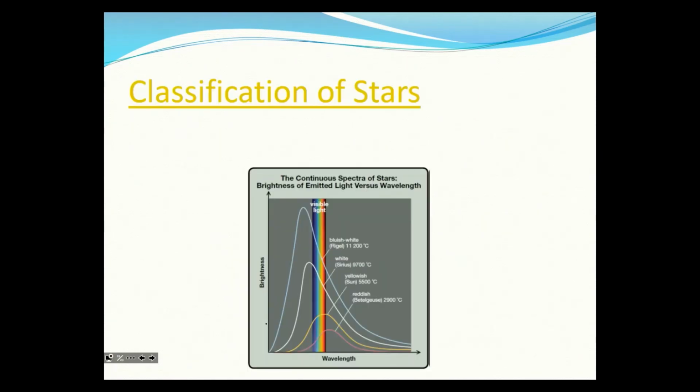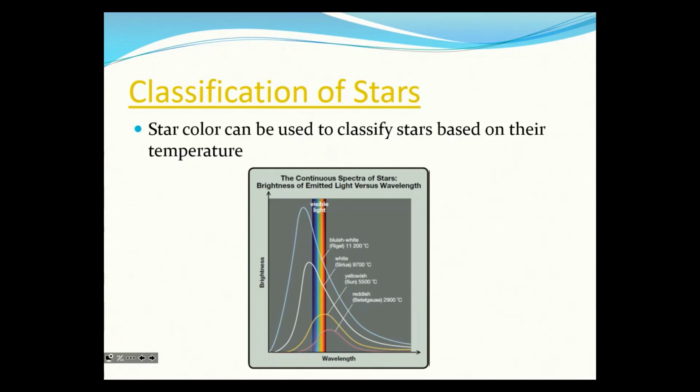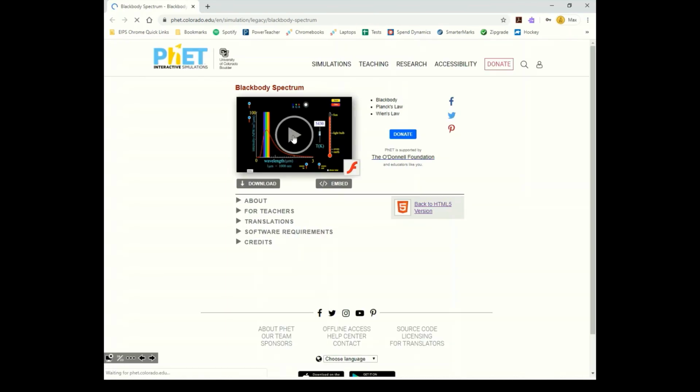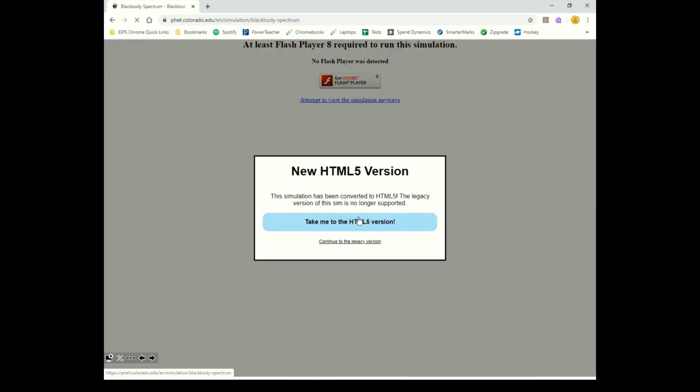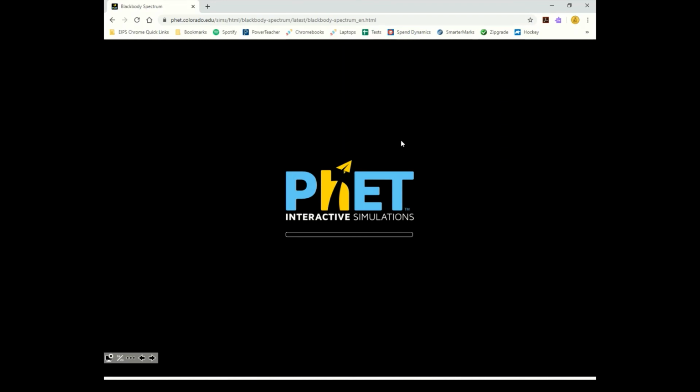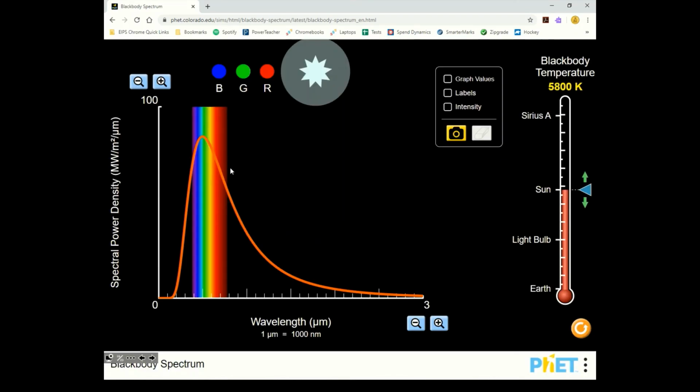Okay, classification of stars. So let's talk about star color. Star color comes from the temperature. So when we talk about red and blue shift, we are not talking about star color; we're talking about whether it's moving towards or away from us. When we're talking about star color, though, we're talking about temperature.